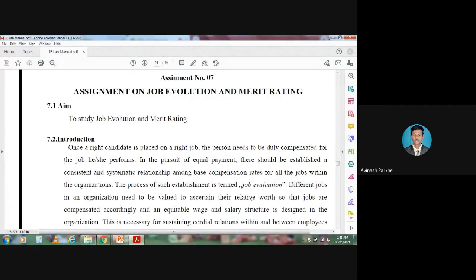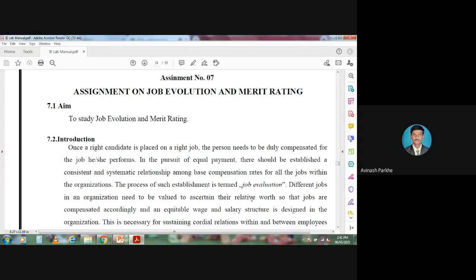Of the four methods of job evaluation we have discussed, there is the ranking method, the job classification method, the factor comparison method, and the point rating method. Out of these, first we have to define job evaluation and merit rating, then list all the job evaluation methods, and out of those explain any one method.